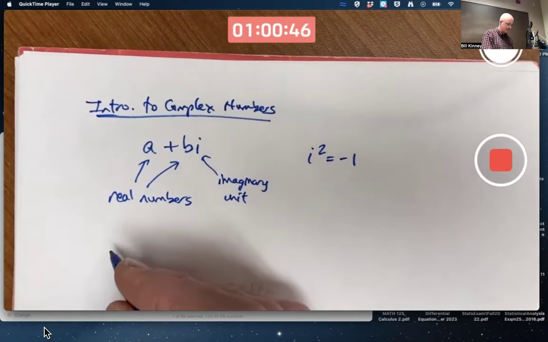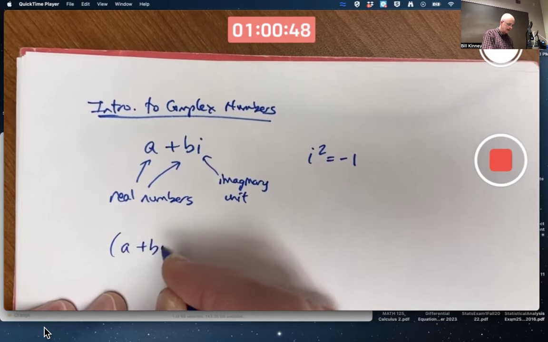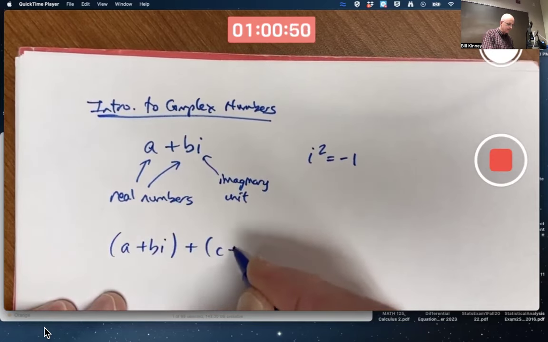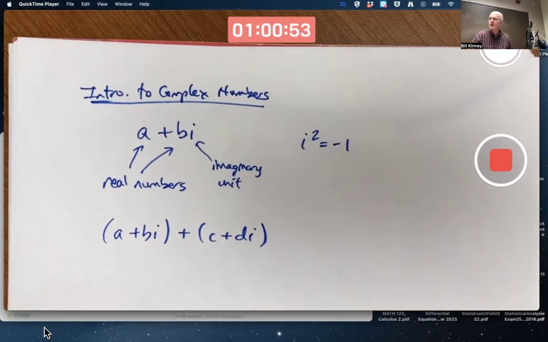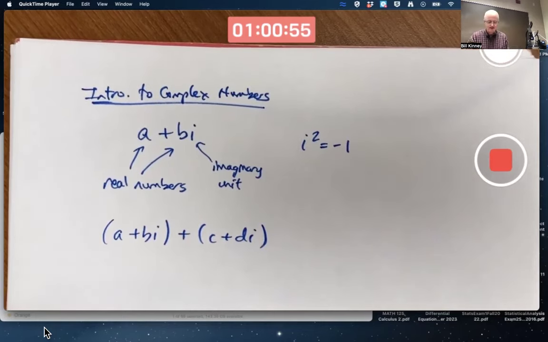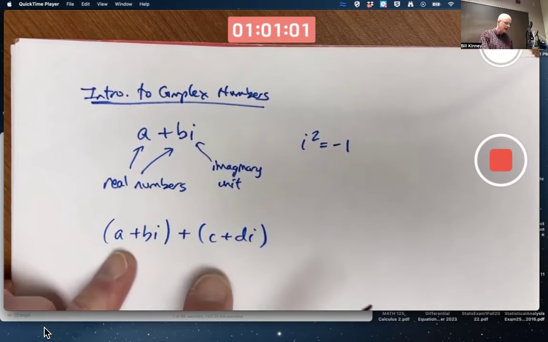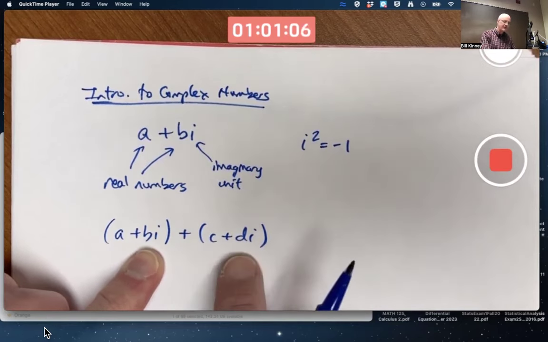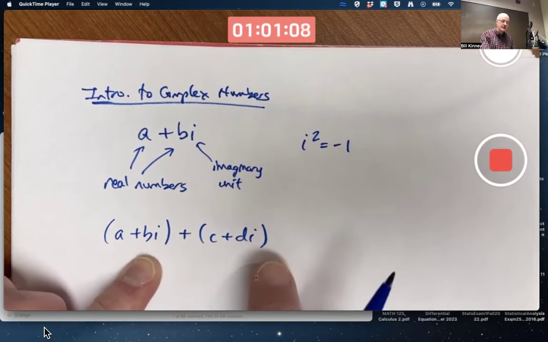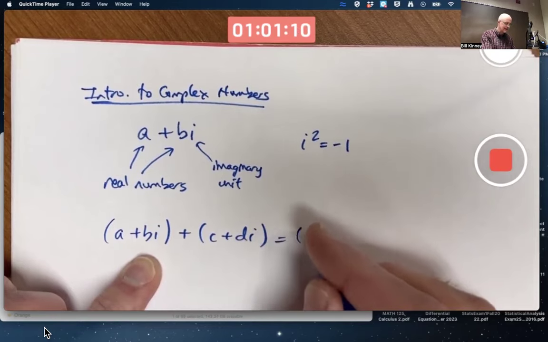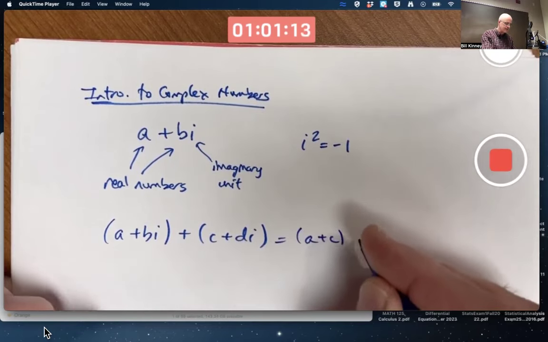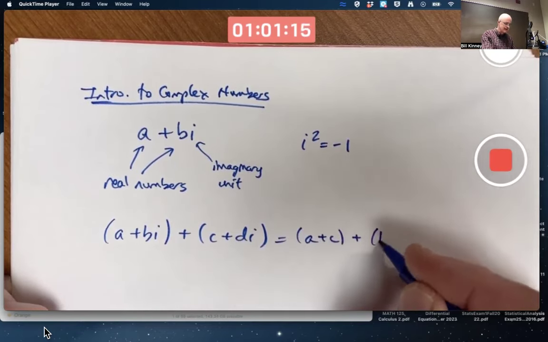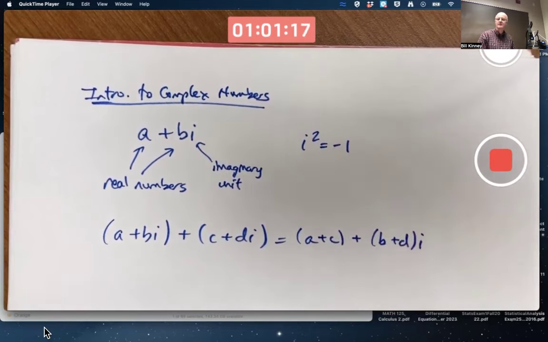How do you add them? You add them as if they were polynomials in i, as if i were a variable. You add the parts that don't involve an i, and you add the parts that do involve an i as if they're like terms. In other words, you get a plus c plus (b plus d) with the i factored out.